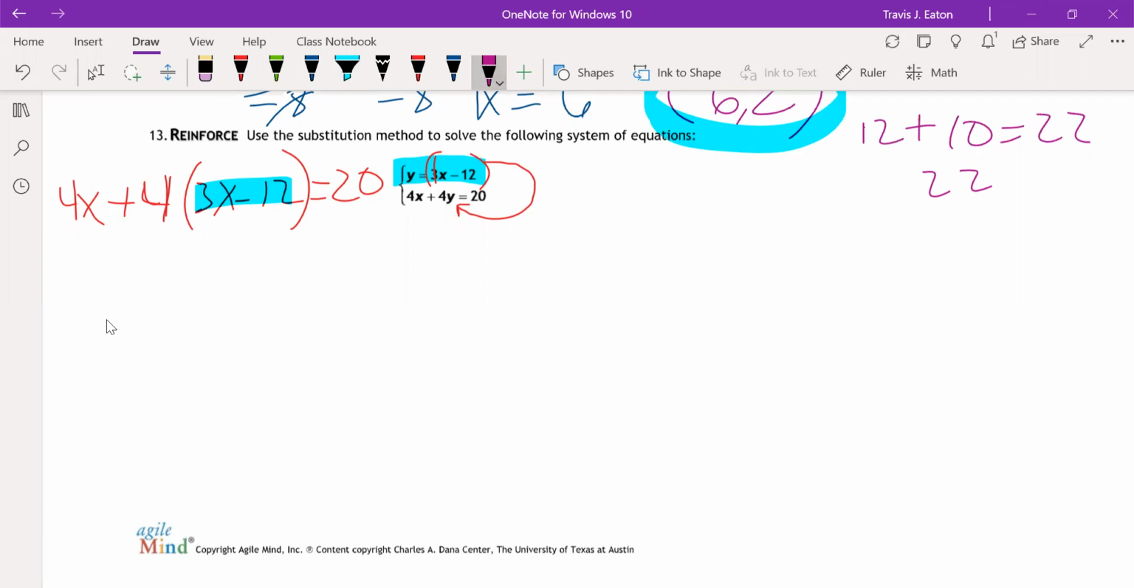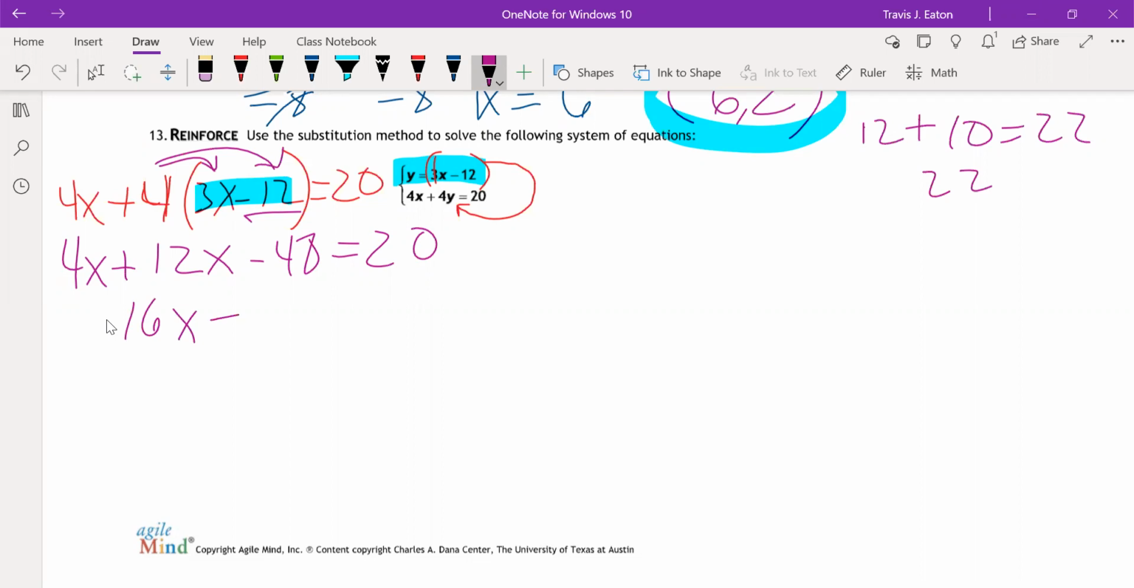So now we have to distribute. We'll distribute 4 into 3x and 4 into negative 12. So we'll multiply that through. But first, I'll just bring this 4x down here. And then 4 times 3x is 12x. And 4 times negative 12 is negative 48. And that equals 20 on the other side. Combine my like terms now. 4x and 12x gives us a total of 16x minus 48 equals 20.